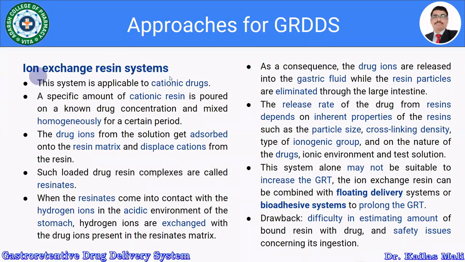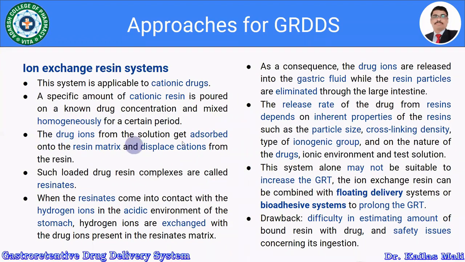These systems are generally not used alone; they are combined with other mechanisms too in order to retain the formulation in the stomach. The ion exchange resin system is applicable to only cationic drugs, the drugs which are cationic in nature. A specific amount of cationic resin is poured onto a known drug concentration and mixed homogeneously for a certain period, so that the drug gets loaded onto the cationic polymer.